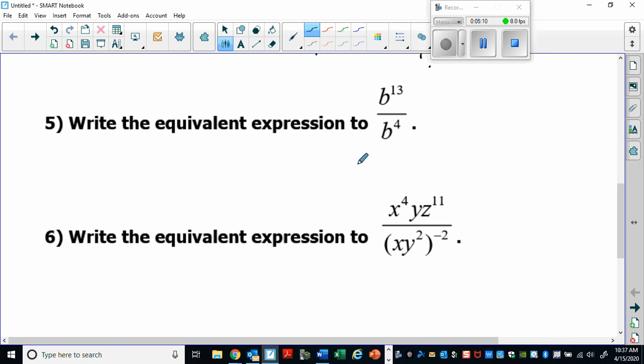So we have: what's the equivalent to b to the 13th power over b to the 4th power? What we have here is the same thing we had in the previous example, except the higher exponent is on top. Because the higher exponent is on top, we can rewrite this as b to the 13th power minus 4, and that's going to equal b to the 9th power. Now there's nothing underneath, so technically there would be a 1 there, but we don't need to write that 1, so your answer is just b to the 9th power.